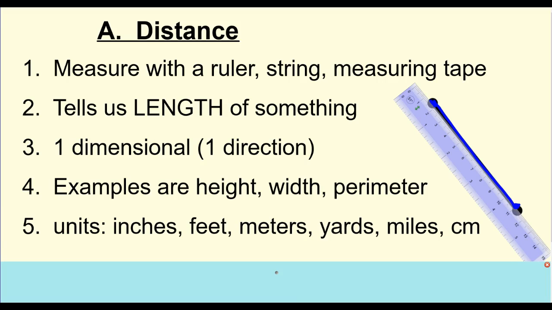So other examples might be how tall something is, or how wide something is, or even perimeter, right? If I'm measuring the distance around something, those are all straight lines. I'd measure each side as a distance, and then I just add them together. So perimeter is an example of a distance. And then the units we use: inches, feet, meters, yards, miles, centimeters, kilometers. All of those are examples of units for measuring distance.